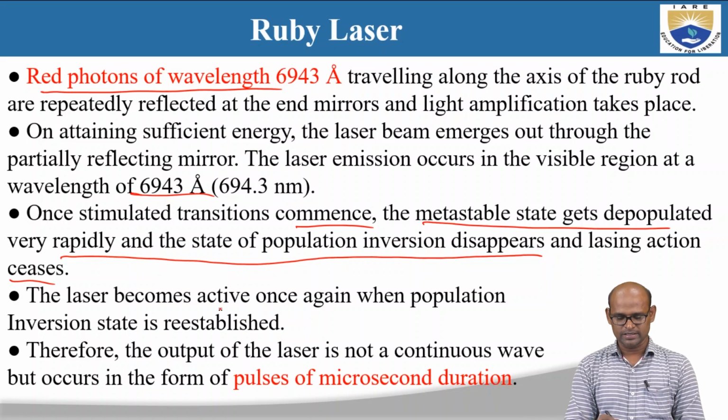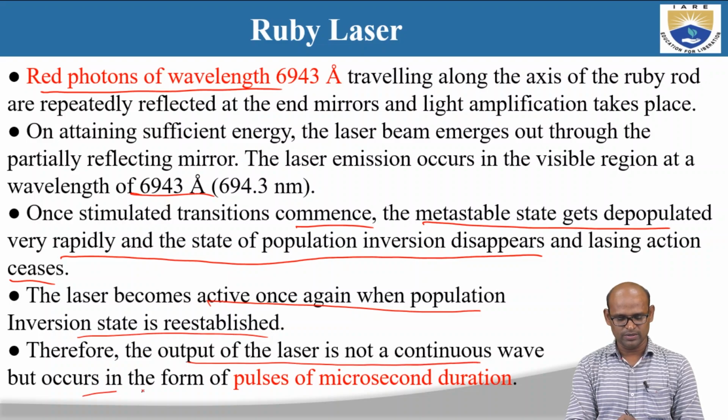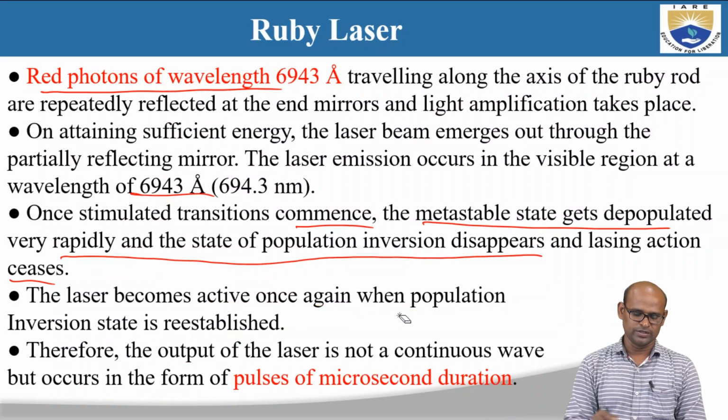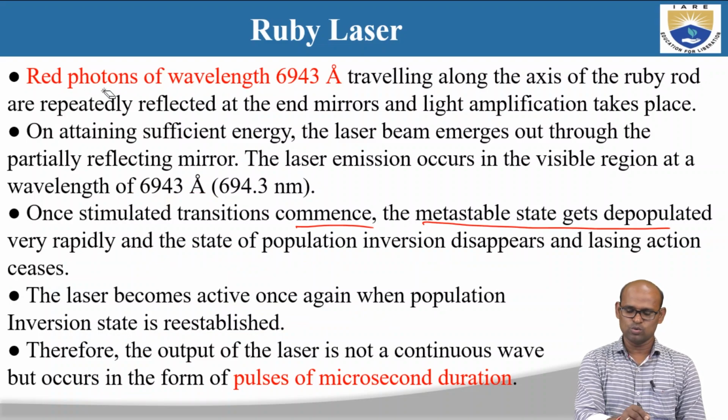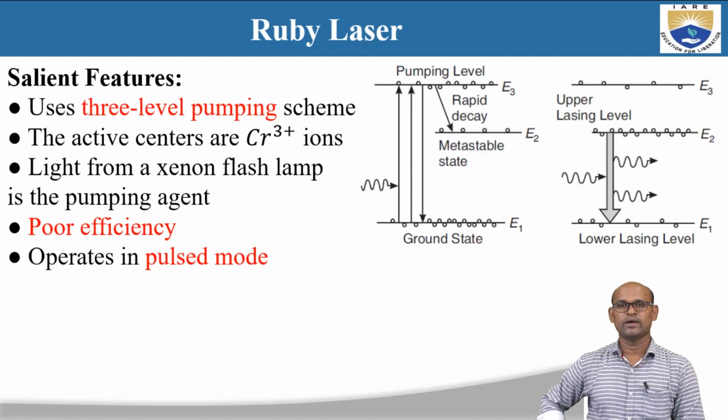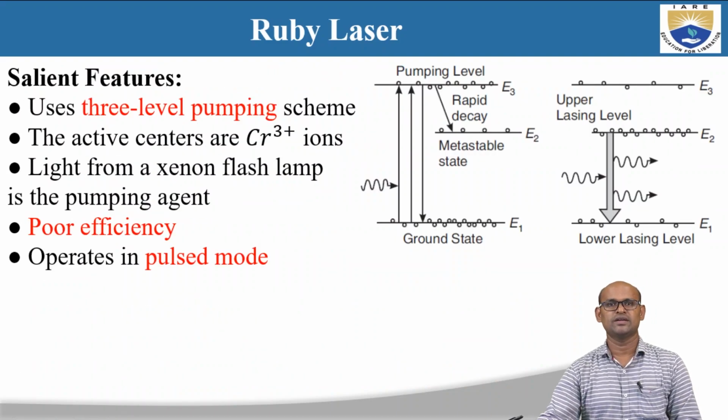So the laser becomes active once again when the population inversion is re-established. Therefore, the output of the laser is not a continuous wave but occurs in the form of pulses of microsecond duration. So in the ruby laser, whatever output we are getting is not a continuous wave, it is pulses of microsecond duration. These are some salient features of the ruby laser, which uses a 3-level pumping scheme.